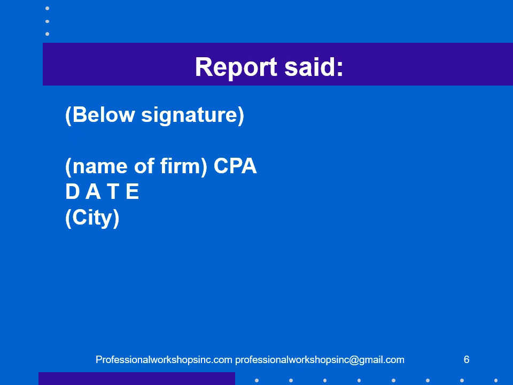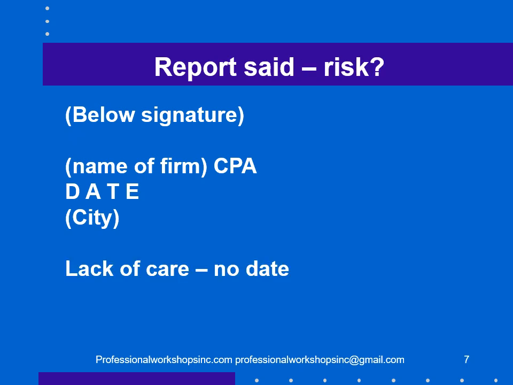Below the signature was the name of the firm, McGillicuddy and McGillicuddy CPA. And then exactly as I have indicated, capital D, space, capital A, space, capital T, space, capital E, space, and then the city was written. So this was obviously a draft financial statement that escaped from the CPA's office before they'd got around to removing the word date and putting in the actual date. So clear lack of care, and the date's required, and there was no date. So lack of care.